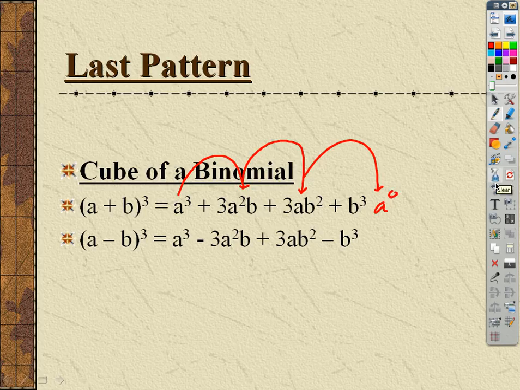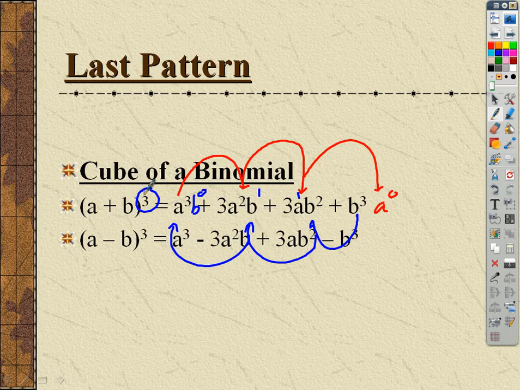What about the b's? The b's are going in the opposite direction. The b's end up with all the power. But if we work backwards, here they've got b squared. Here they've got b to the 1. Here they've got b to the 0. Notice that the sum of the exponents, the a's and the b's, 3 plus 0, 2 plus 1, 1 plus 2, 3 plus 0, always adds up to what? 3. Right? So first term, all the a's, last term, all the b's, and one's going up, but one's going down.